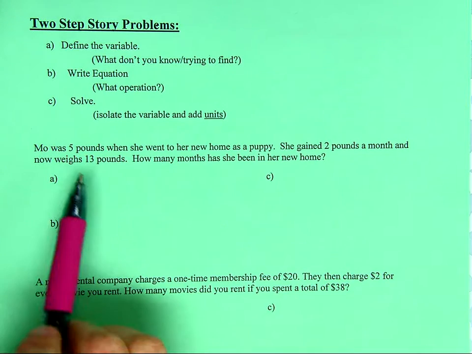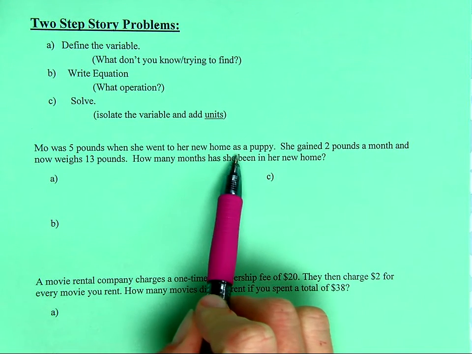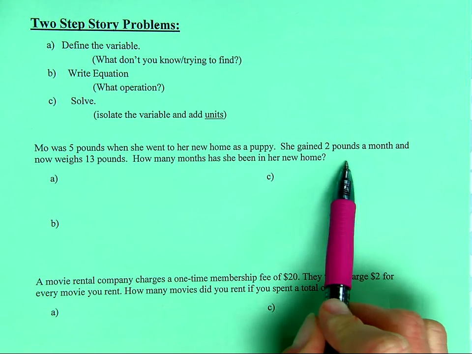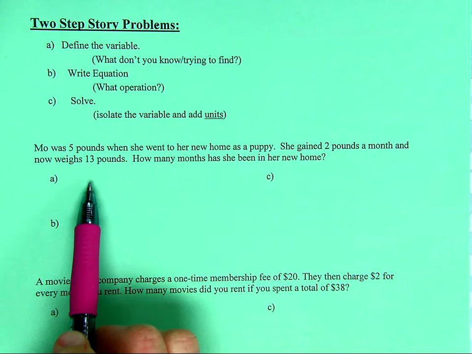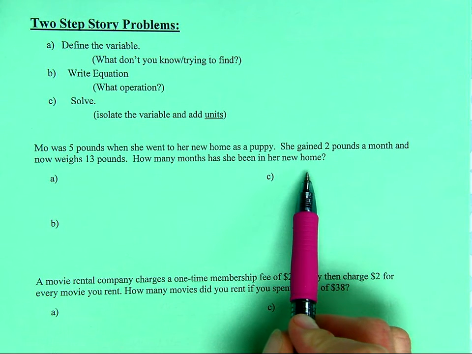So we look at our first problem. It says, Mo was 5 pounds when she went to her new home as a puppy. She gained 2 pounds a month and now weighs 13 pounds. How many months has she been in her new home?